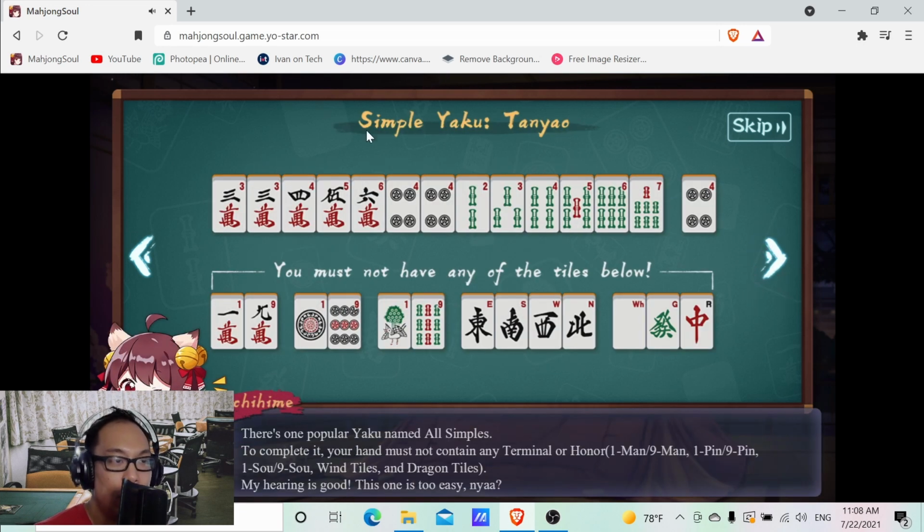Oh, and they also go over the yaku that I really want to explain here. Tanyao, or as my friends and I like to call it, all simples. Tanyao is the Japanese name for it. Tanyao is basically all tiles that are not ones, nines, and honor tiles. As you see here, none of these tiles are in this hand. So as long as you have no ones or nines of any of the suits and no honor tiles, you're okay to win with Tanyao.